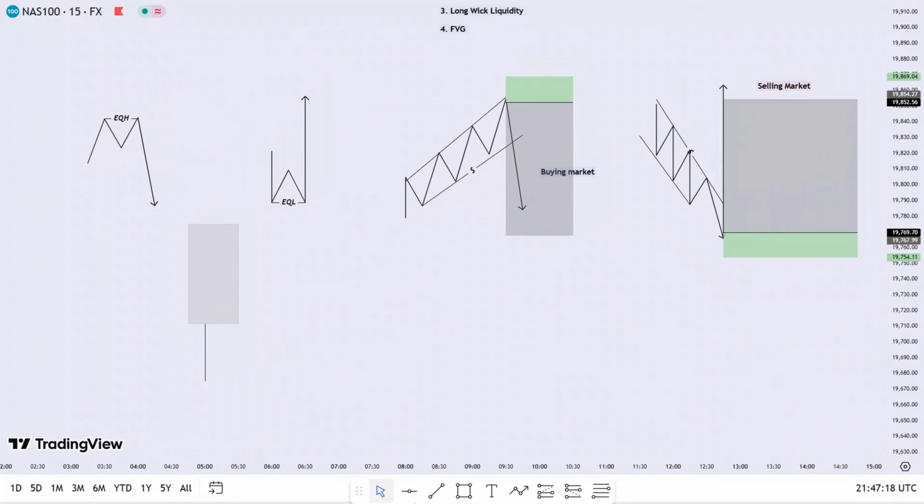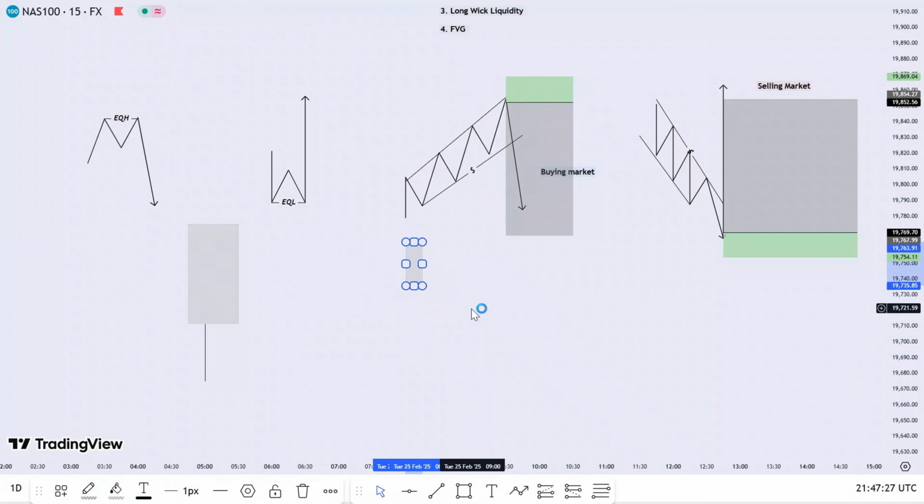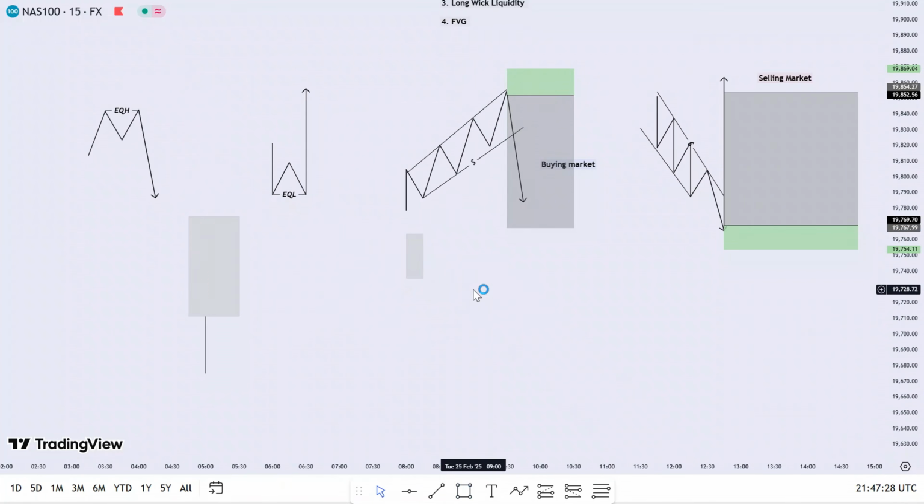And for the fair value gap, I'm very sure that if you're watching the video, you know what fair value gap is. But in case you don't know, a fair value gap is basically the distance between three consecutive candles. What it means is that the three candles must be the same color. If it is a buying candle, then the three candles should be buying candles.